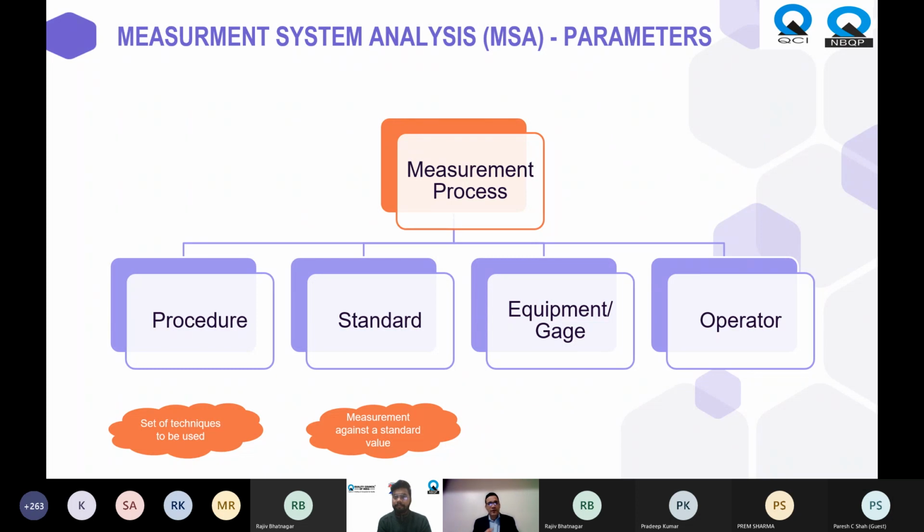And the third parameter is my equipment, or I can say gauge. The device which I am using, if I am using a scale for measuring the length of the pen, I will say the gauge or equipment is a scale. If I am using a vernier caliper, then I will say my gauge is vernier caliper, or micrometer, any gauge. Whatever gauge I am using will fall under equipment and gauge. And the fourth parameter is operator, the resource. We also call it appraiser in MSA language. The appraiser is capturing the data with the help of a gauge by using the set of procedures. So these four elements are part of my measurement system.